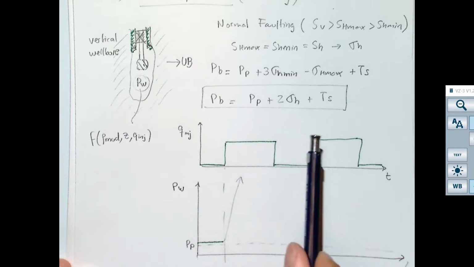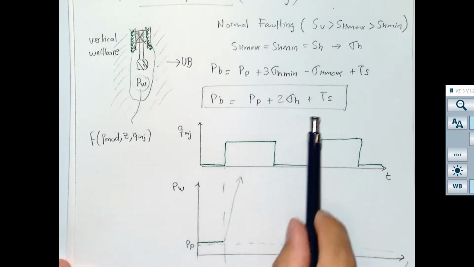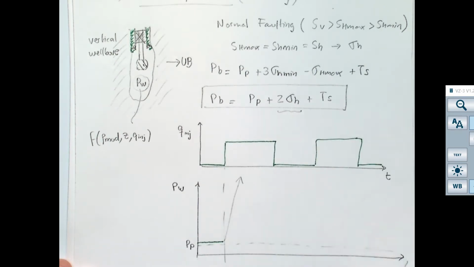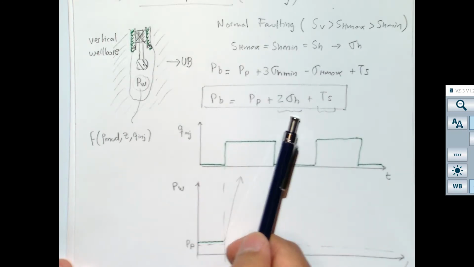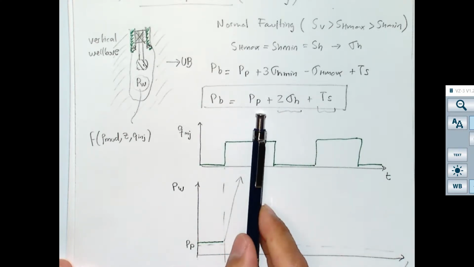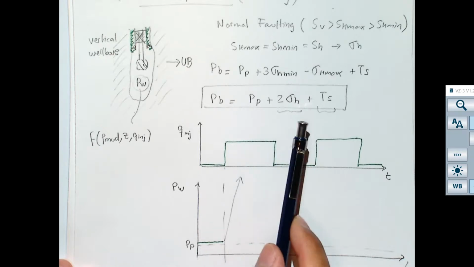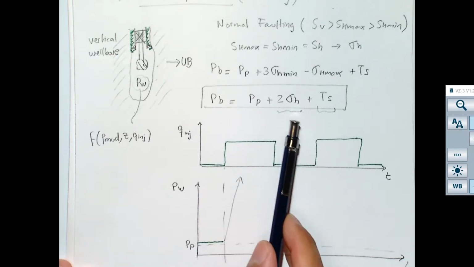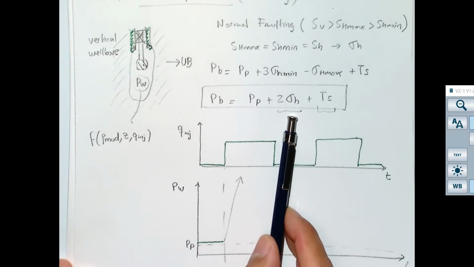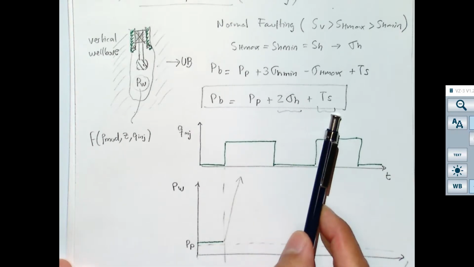Well, I wrote this equation because I wanted to show the influence of stress anisotropy, which in this case there is no anisotropy, and of tensile strength. So look, the PB here, according to this equation, is going to be, of course, higher than the pore pressure, and then it's going to be 2 times the effective horizontal stress above the pore pressure plus the tensile strength.